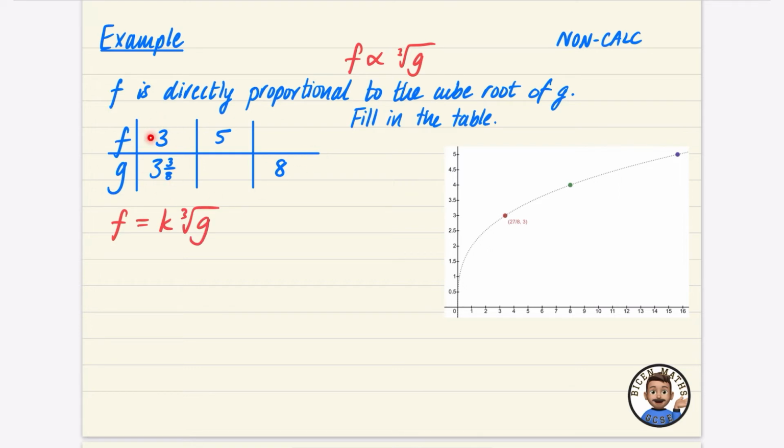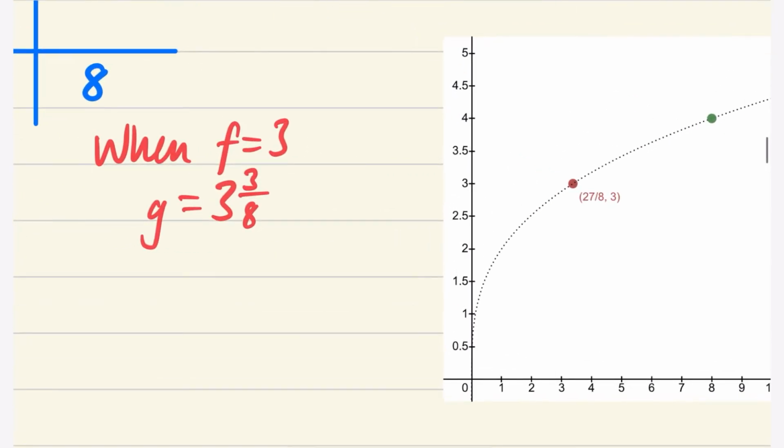Now it wants us to fill in the table. So I'm going to use this information that we've got here. That will help me find out what k is. Then we can find out these things. So this first part of the table is actually saying when f equals 3, g equals 3 and 3/8. Now, I don't think I'm going to be able to find the cube root of 3 and 3/8 in this form. So what I'm going to do is write it as a top-heavy fraction. So if you remember how to do that, you do the 3 times the 8, which is 24, plus the 3, which is 27. So it is 27 over 8.